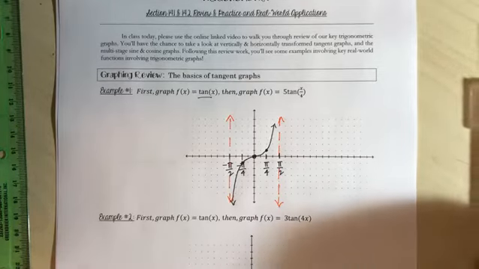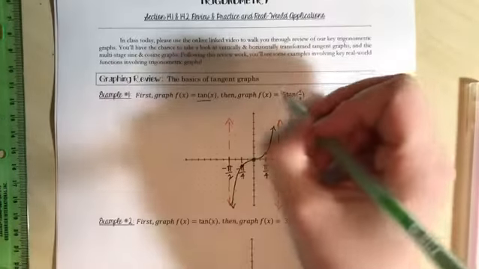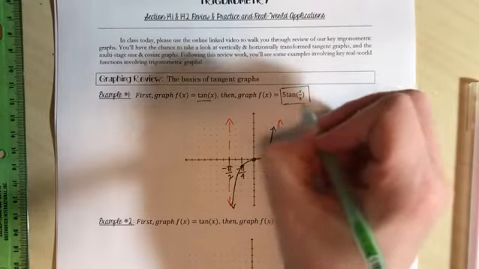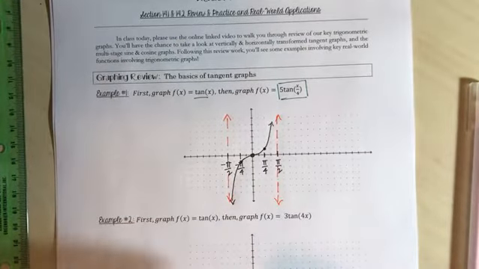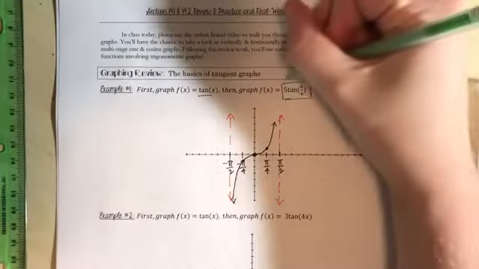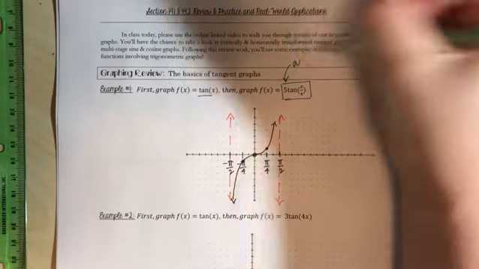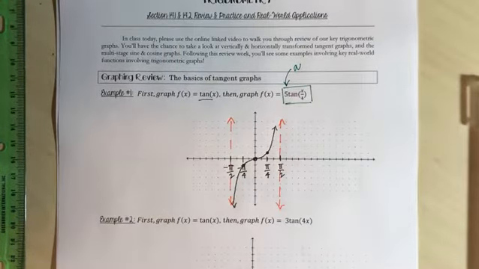So let's go ahead and move on to this one here, 5 times the tangent of x over 4. So this value is your a term. That means that tangent is going to reach the value of 5 halfway between the origin and the asymptote instead of 1.